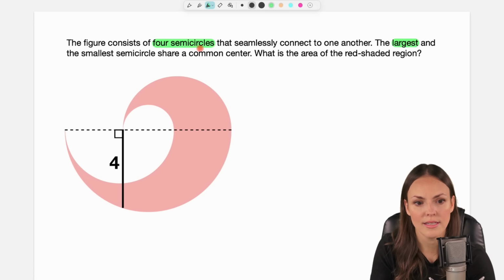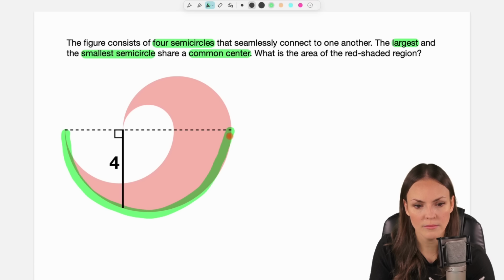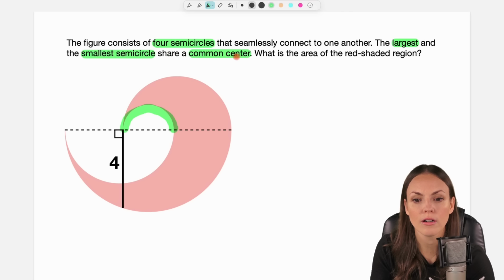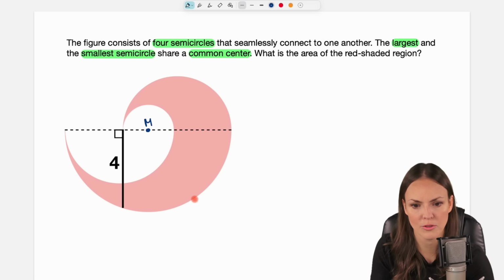The largest and the smallest semicircle share a common center. So the largest semicircle, this one, and the smallest, this one, they share a common center. So if I want to draw this center here, let's call this M, then M is the center of this smallest semicircle and of this largest semicircle. What is the area of the red shaded region?